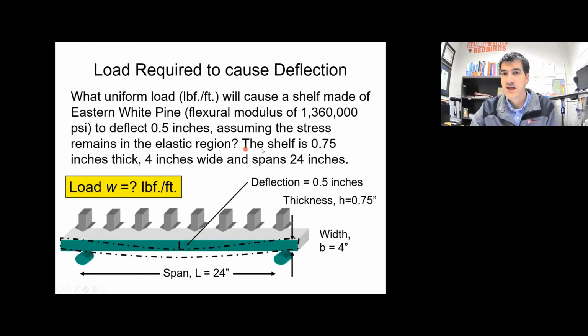And we're given the dimensions and the span of the beam. So what's going to cause it to deflect 1/2 inch? This is very similar to the last problem, but now we're trying to find the force, or ultimately the uniform load W, that will result in a deflection of 1/2 inch. So we're going to plug in 1/2 inch for delta max, and we'll find the resulting F. And then once we know F, we'll use F equals WL to find the uniform load in pounds force per foot.